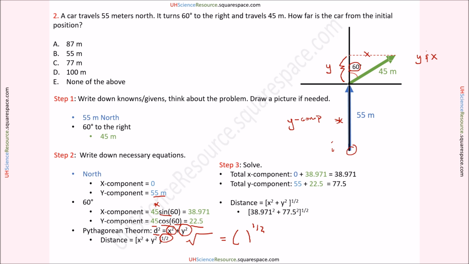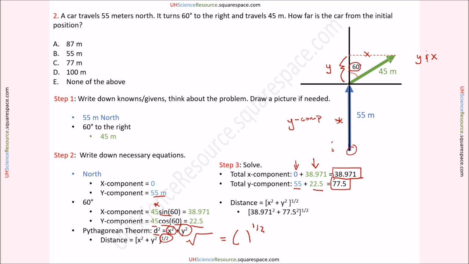For our total x component, we're going to take all the x components of the blue distance that we traveled, which we had established had no x component, so that's 0. From the green arrow, we know that's going to be 38.971. So our total x component is going to be 38.971. For our total y component, we're going to add the y component of the blue arrow, which was 55, and the y component of the green arrow, which we calculated to be 22.5. When we add them together, we get 77.5.